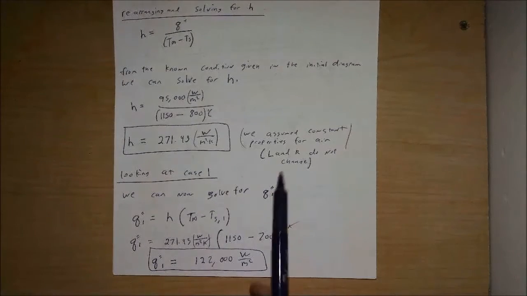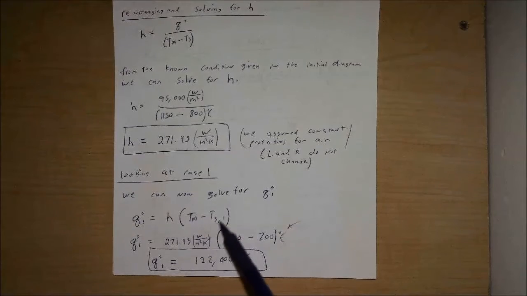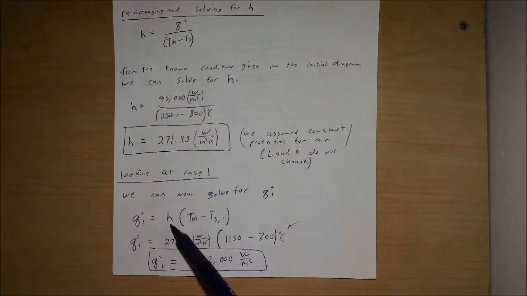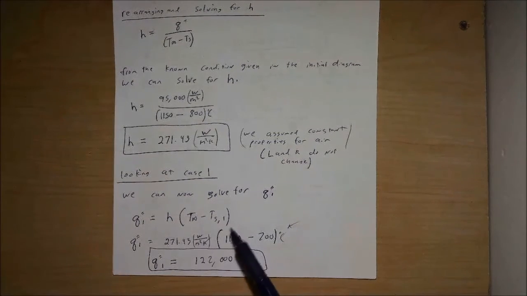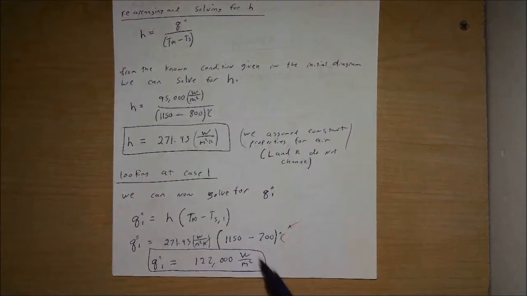For case 1, we want to go back and solve for our q1, or our heat flux for case 1. We can go back to Newton's law of cooling and plug in our specific variables, which is T sub S1 here. So our heat flux for case 1 is equal to our h value that we just solved for times this temperature difference. Plugging in our known values, our heat flux for case 1 is equal to 271.43 watts per meter squared times Kelvin, times our temperature difference of 1,150, again in degrees Celsius, minus our 700. So this is the difference here.